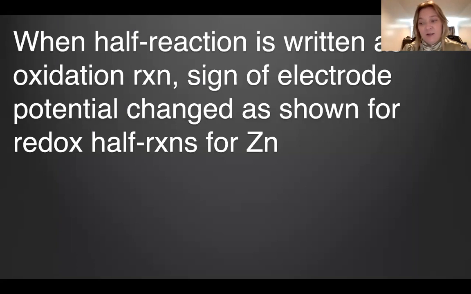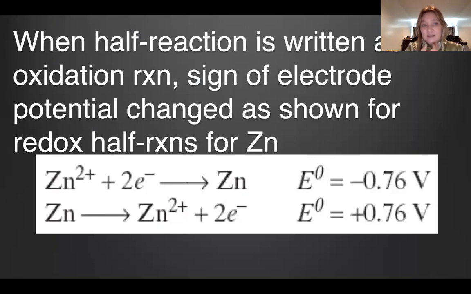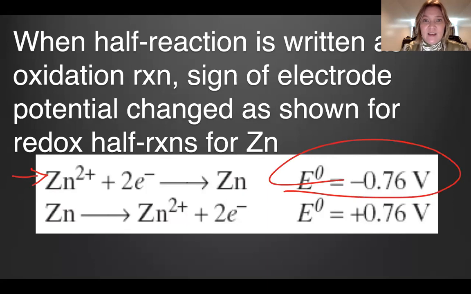When a half reaction is written as an oxidation reaction, the sign of the electrode potential changes, as shown for the half reaction for zinc. So if you write it as a reduction potential, which is in this equation, the E0 value is negative 0.76. But if you write it as oxidation, of course, you reverse the equation, which means you reverse the sign. It's the same theme that we had with Hess's law, and basically it's the same theme throughout chemistry. If you reverse the reaction, you reverse the sign of delta H or whatever it is.